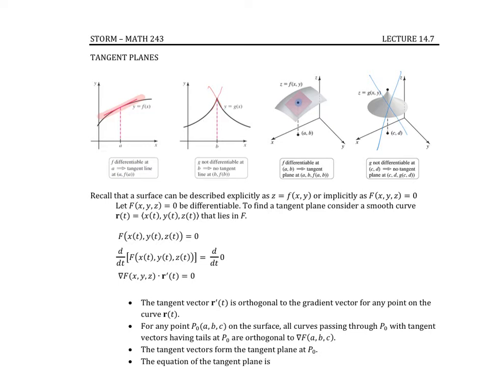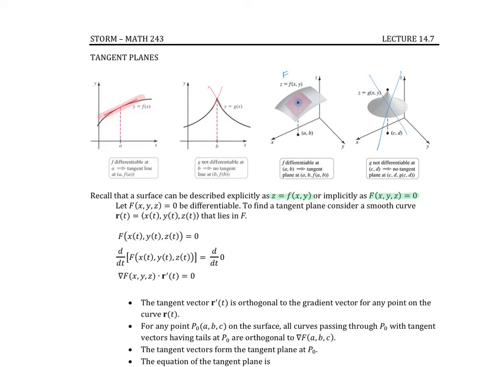So first of all, there are two ways that we can describe our surface. We can describe our surface explicitly as z equal to some function of x and y, or implicitly as a function of x, y, z equal to 0. So if I were looking at the implicit form, then on this diagram here, this z could also be defined as f.